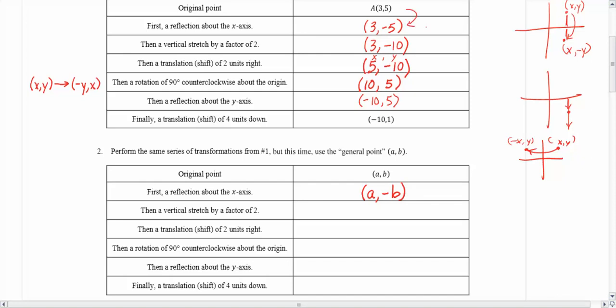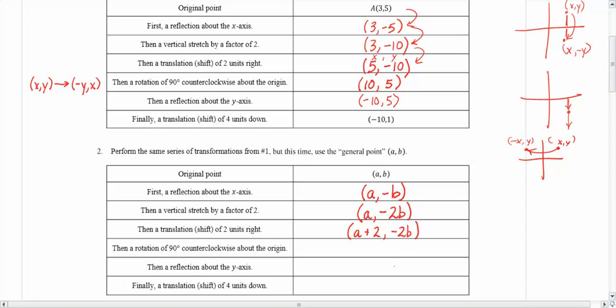The y changed signs. Okay, then we're going to stretch vertically by a factor of 2. That means the y values, remember we doubled the y values here, from here to here. So we're going to double the y values to the next step. So it's a, and then negative 2b, because we doubled it. That's the vertical stretch by 2. Then we're going to move it 2 units to the right. When we move it 2 units to the right, up here, that was adding 2 to the x's. So it's going to be a plus 2. And then we didn't do anything to the y's.